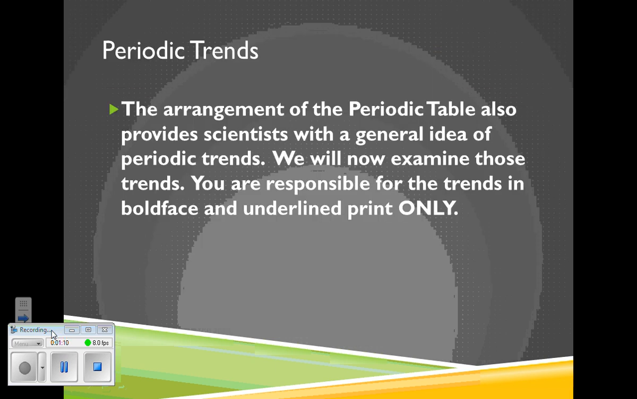Okay. The periodic trends. When we look at a periodic table, we can also determine properties that repeat or do something as we move across the table, get bigger, get smaller. This arrangement of the periodic table provides us with a general idea of certain periodic trends. We're going to look at those trends, and you are responsible for the trends that are in bold-faced and underlined print only.